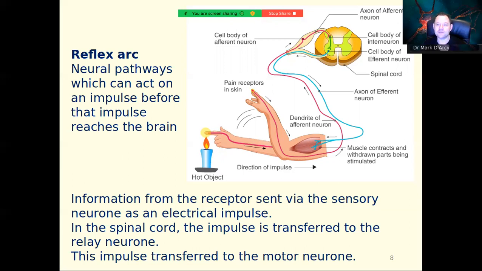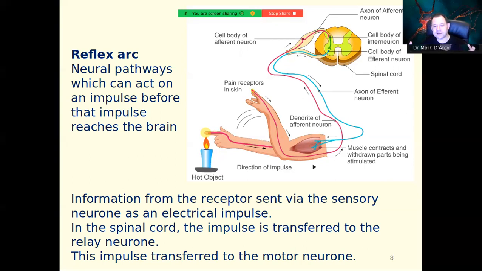So a signal will then be sent down a motor neuron. This is the efferent pathway. Efferent pathway means exit. Down to the muscle in your arm, which will be stimulated, and you'll pull your hand away from the heat.